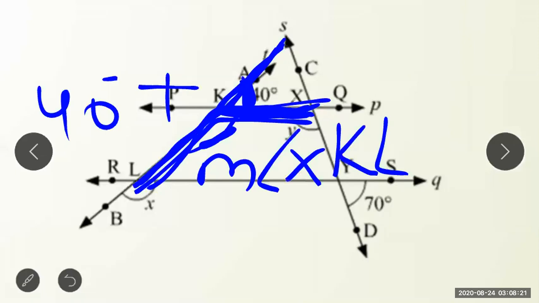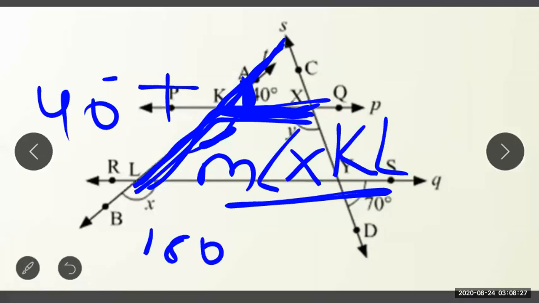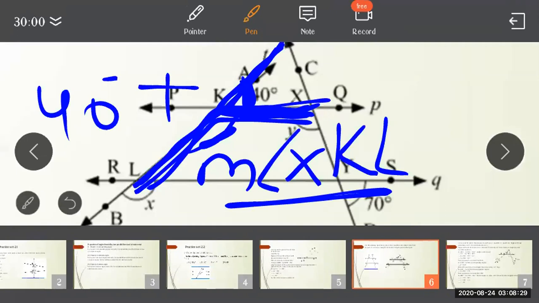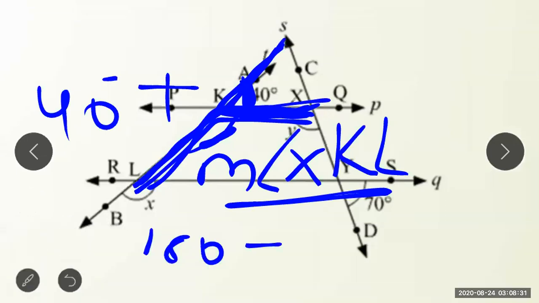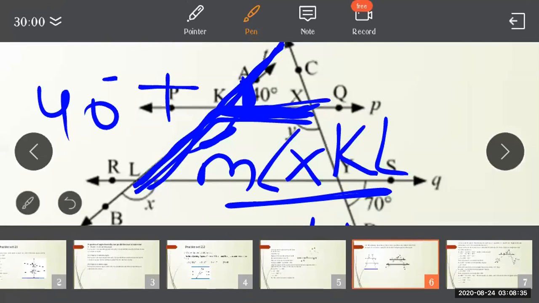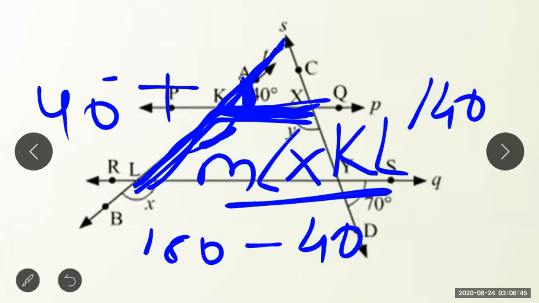So here we leave 180 degrees as it is, but the plus 40 degrees becomes minus 40 degrees. So the other angle that we form, XKL, is how many degrees? It is 140 degrees.